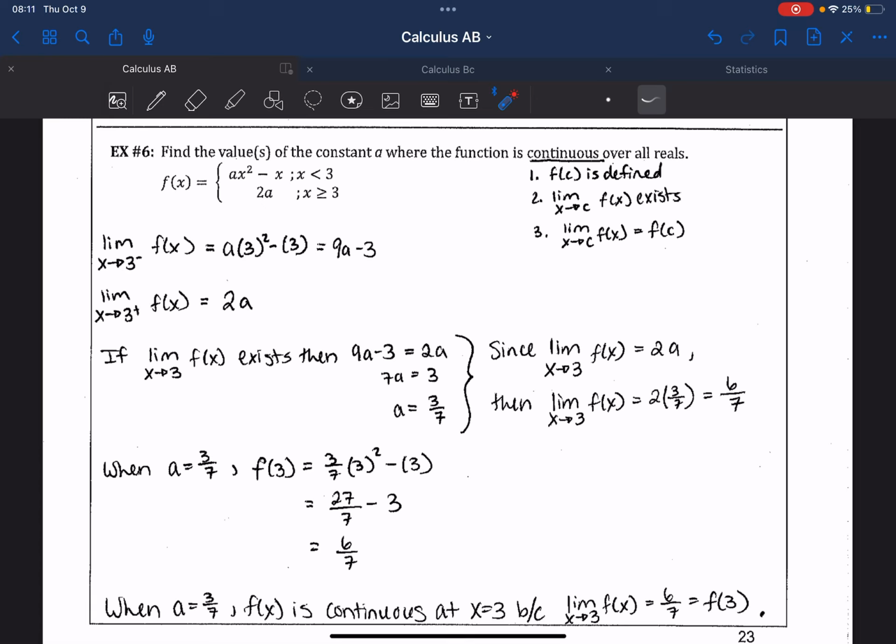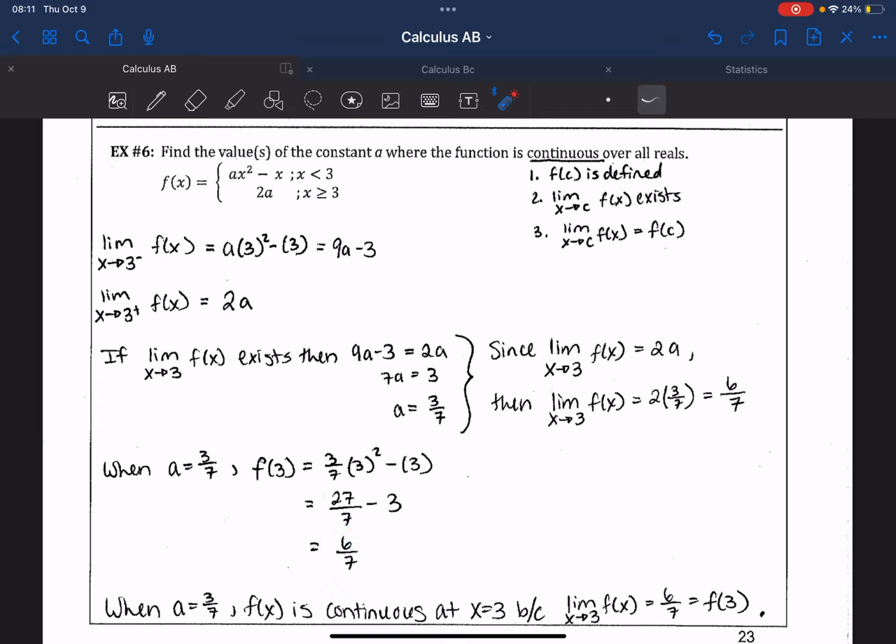So when we do that, we are left with 9a minus 3 for this top one, and then 2a. So in order for it to exist, they have to be equal to each other. So when we set it equal to each other, we're able to find the a value, so in this case, 3/7. Okay. So once we find this a value of 3/7, we can plug that in for that first equation up here, and plug in x to find what the value would be, which is 6/7.